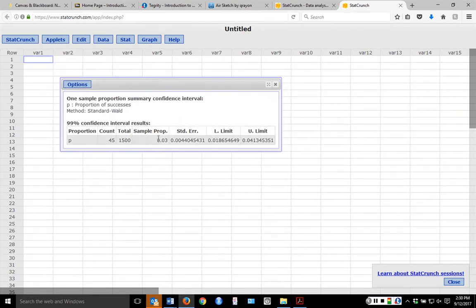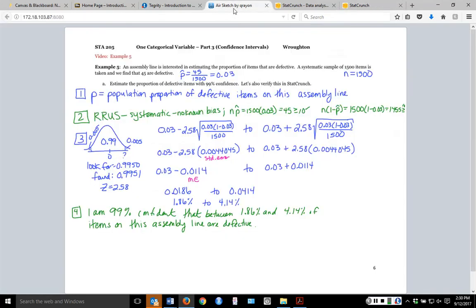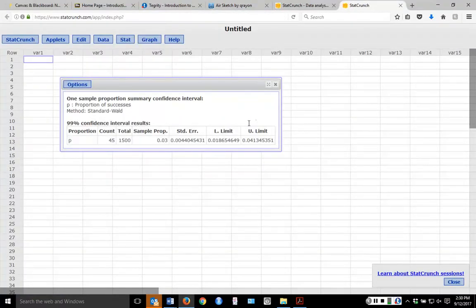So again, the sample proportion, that's our value of p hat that we created. The standard error was this square root part that we calculated, this 0.0044 number. So you notice how that matches. We get then the lower limit and the upper limit as well. And these are our two endpoints. So we had 1.86%, so that's pretty darn close to what we have here. And 0.0414, pretty close to what we have there. So it's a nice way of double checking that you've done your math correctly as well.